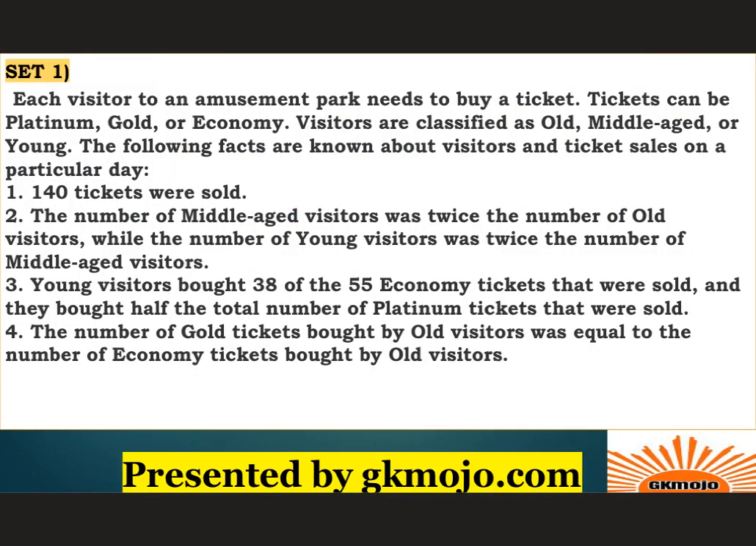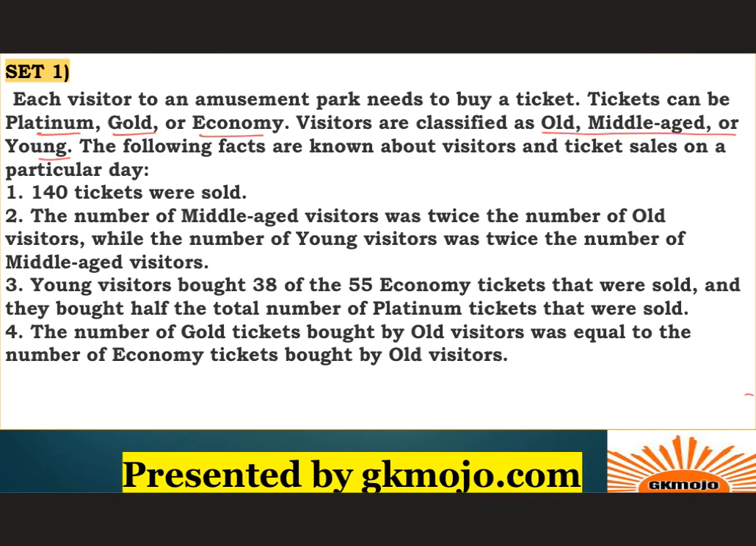So let us read the set. This is the only information that has been given in the complete set. Trust me, this is a very easy set. Each visitor to an amusement park needs to buy a ticket. Tickets can be platinum, gold or economy. So there are three types of tickets: platinum, gold or economy. Visitors are classified as old, middle-aged or young. So there are three classifications according to the age of the visitors.